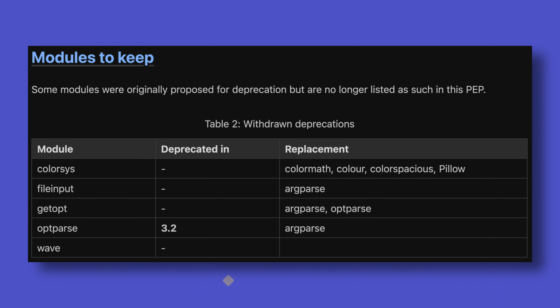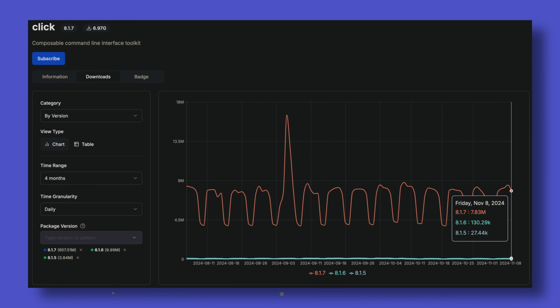Other modules were in the firing line initially, but were saved and soft deprecated instead because their removals were deemed too disruptive. This just means that old code that supports them can continue to do so, but newer code shouldn't use them at all. Perhaps the highest profile of these withdrawn deprecations is optparse, which is the backend of choice by the click argument parser. You know, the one that's downloaded 8 million times every day.